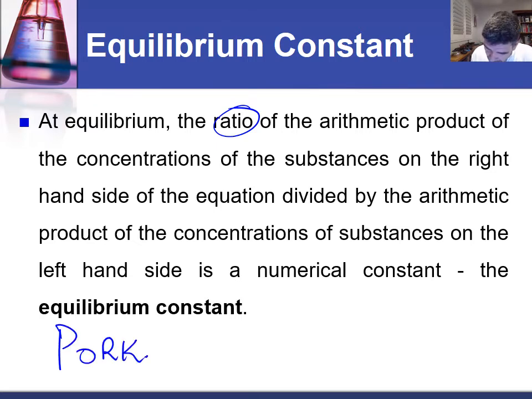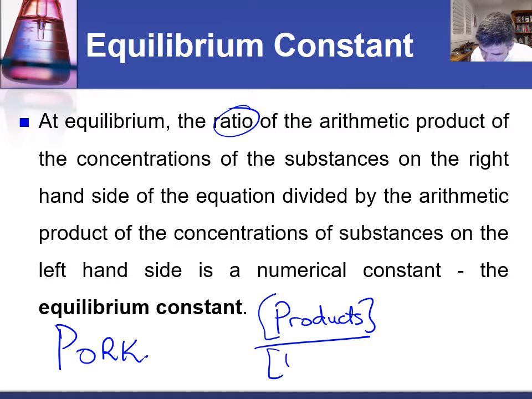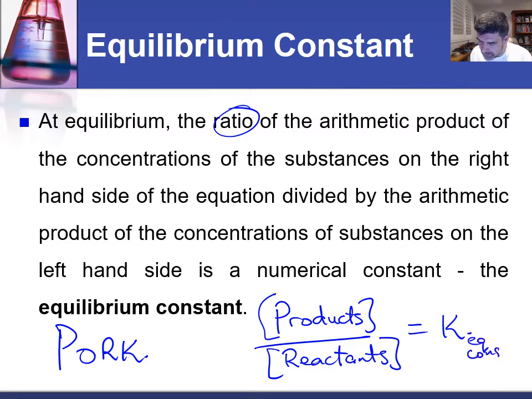PORC means products divided over reactants equals K. Products over reactants equals K, and K is the equilibrium constant. So you'll find that K value is referred to a lot from now on, and the concentration of the products divided by the concentration of the reactants is equal to the value of K. So let's look at some examples of how we can calculate that.